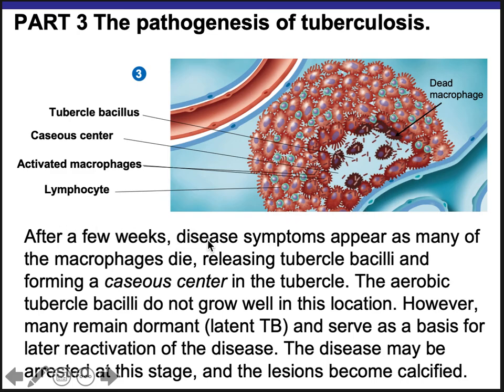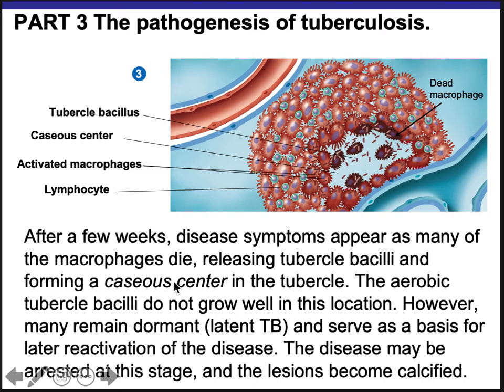After a few weeks of this process that we just talked about, the disease symptoms are fully in effect. They appear. Many of the macrophages will die, so you see these dark macrophages here. They have died, and that's going to release the tubercle bacilli that were once inside of them. And this then leads to what we call a caseous center. The aerobic tubercle bacilli do not grow super well in this environment, this caseous center, so it is slow. However, just because they're not growing doesn't mean they're dead.